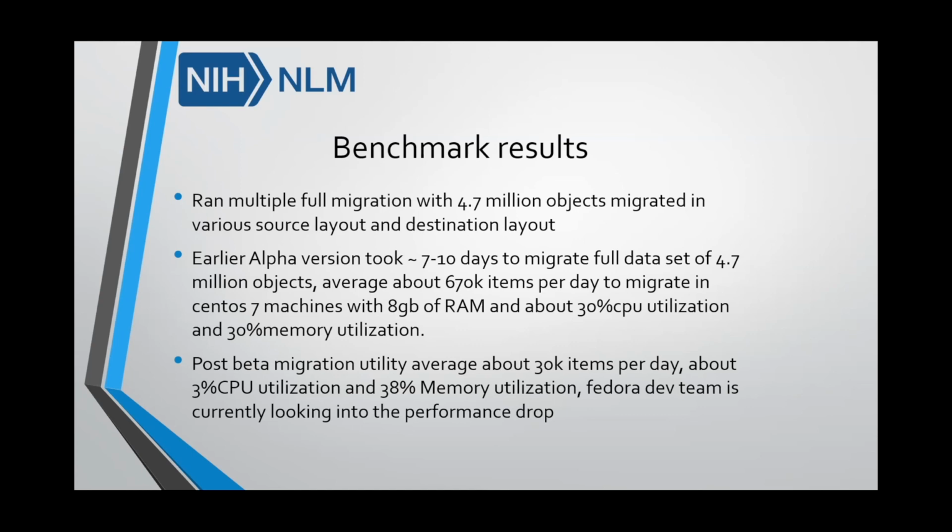However, in the post-beta migration utility, we observed that it migrates about 30,000 items per day and utilizes 3% in CPU utilization and 38% in memory utilization. And currently, the Fedora team is looking into the performance drop there.